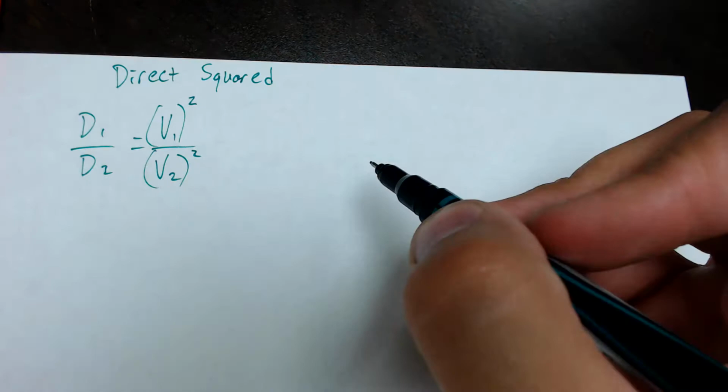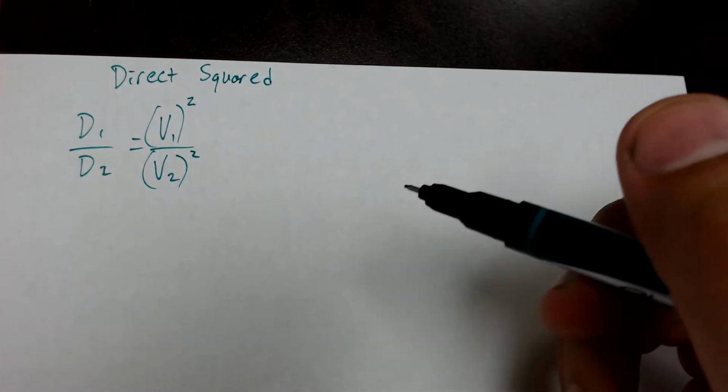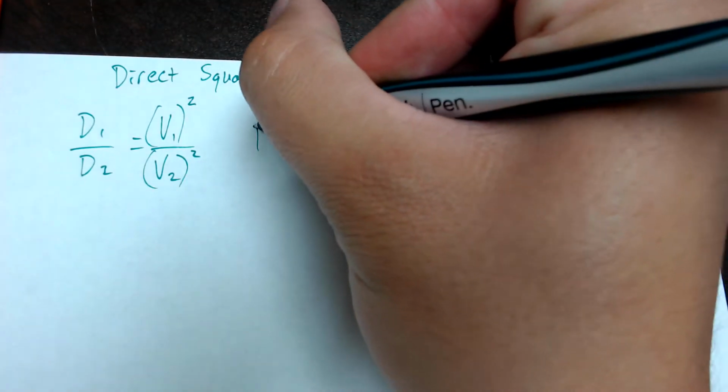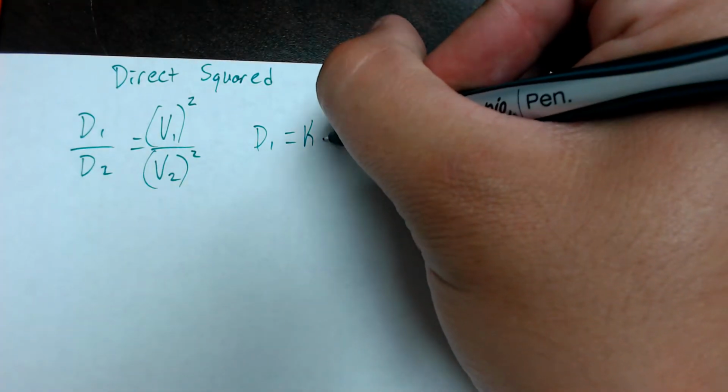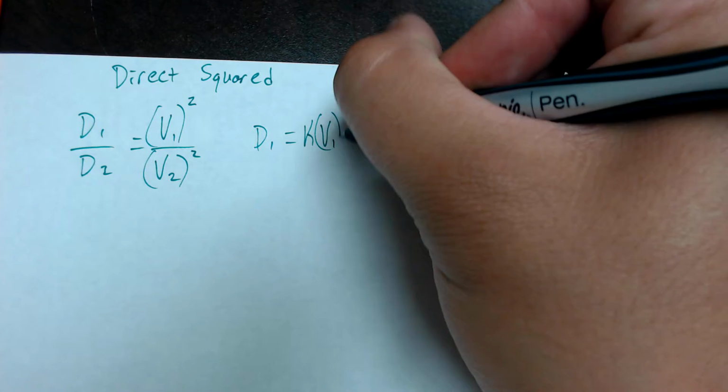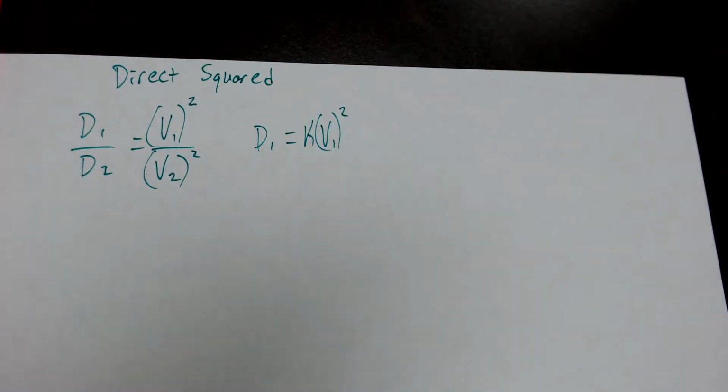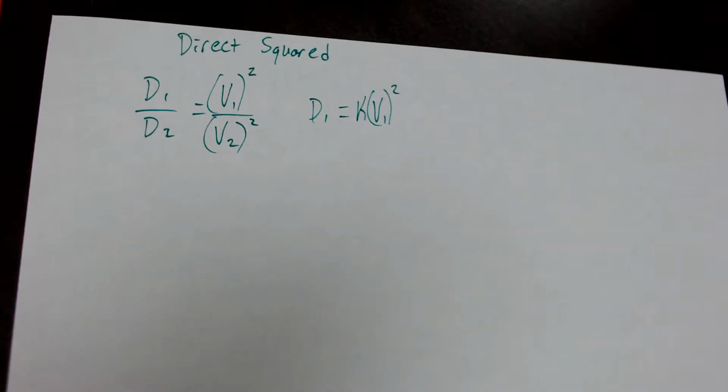And then we could also do this equation with the scale factor method. So we would say that distance 1 is equal to the scale factor, or the constant, times the velocity squared. Again, this is direct variation squared. So let's go ahead and solve this problem.